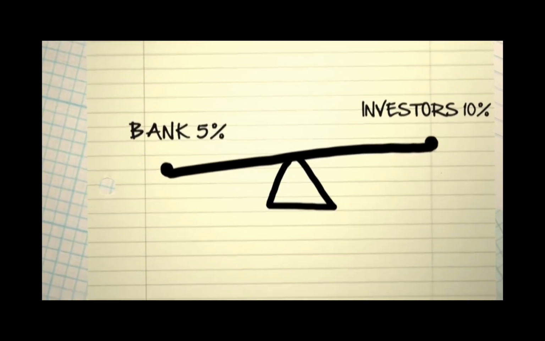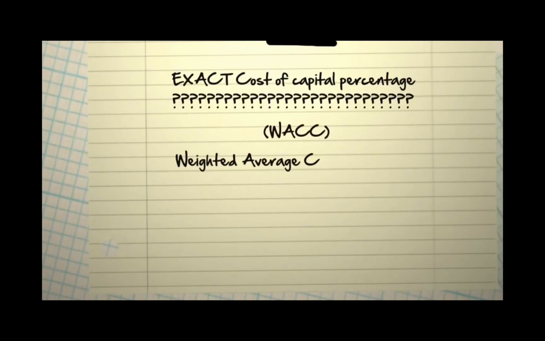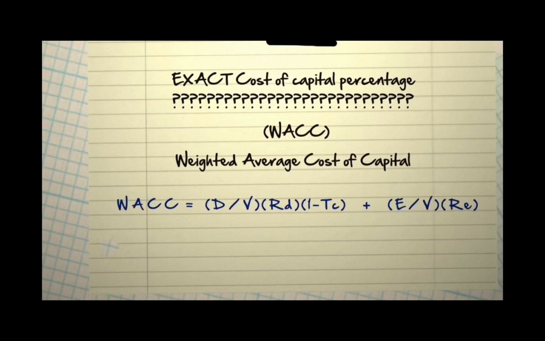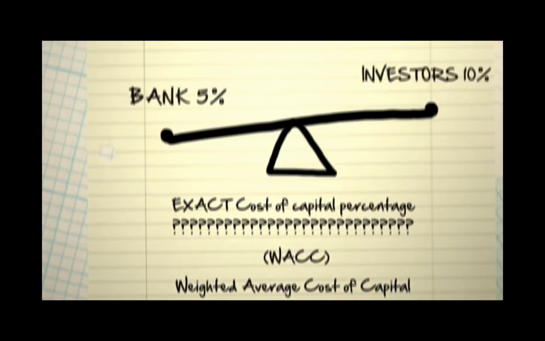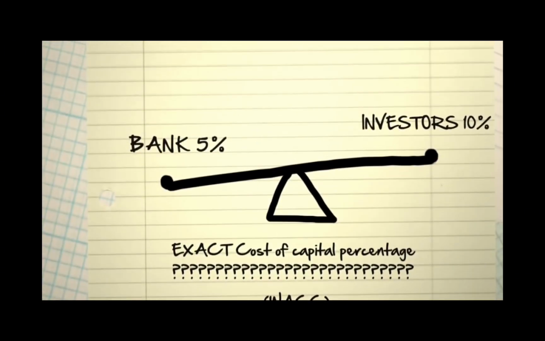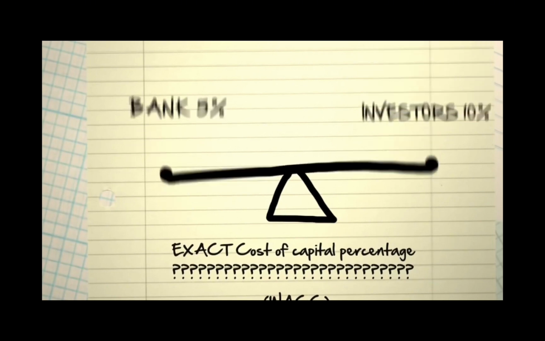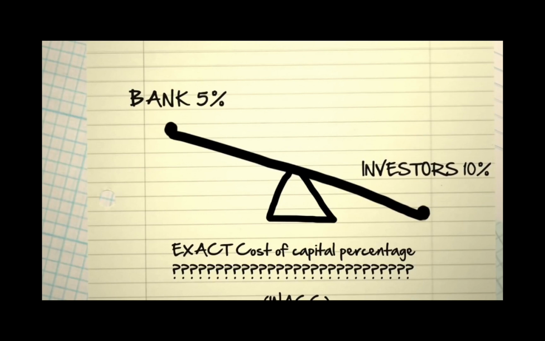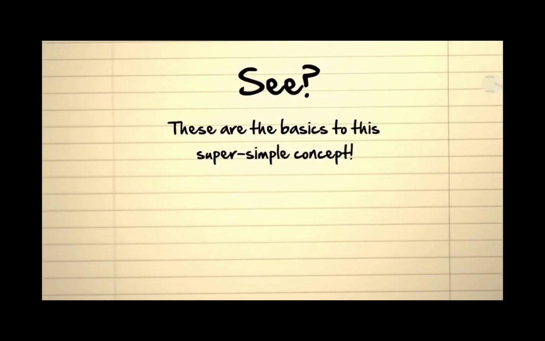So how do we get the exact cost of capital percentage? For this, we use the WACC, or weighted average cost of capital formula. Don't worry, it's much easier than it looks. It's called a weighted average because it gives more weight or importance to either your borrowed capital or your investors' money, whichever is greater. See? These are the basics to this super simple concept.